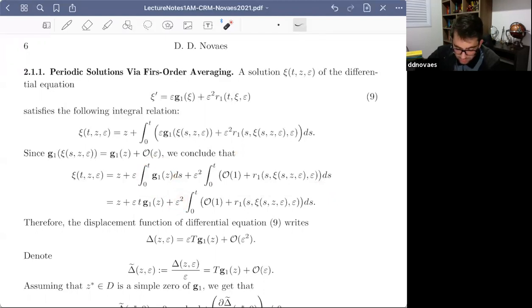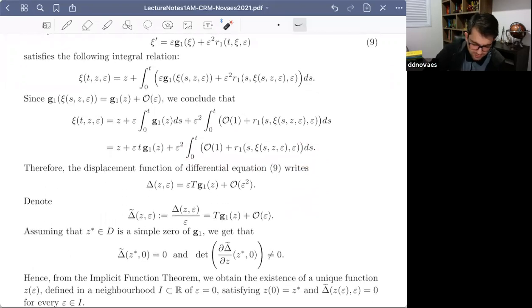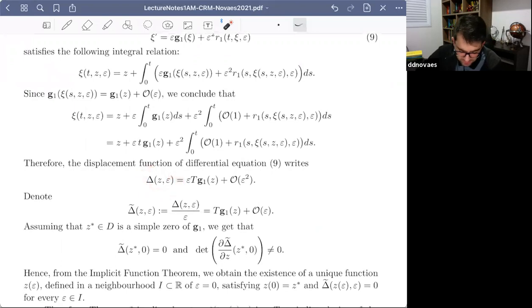Okay, so this is the integral of something which is bounded in epsilon plus the remainder. Everything is continuous. The solution is defined in a compact set, because when I computed the displacement function, I just take t equal capital T. So this can be bounded by a constant. So this remainder is just of order epsilon squared. So the displacement function is given by epsilon capital T g1 of z plus order epsilon squared.